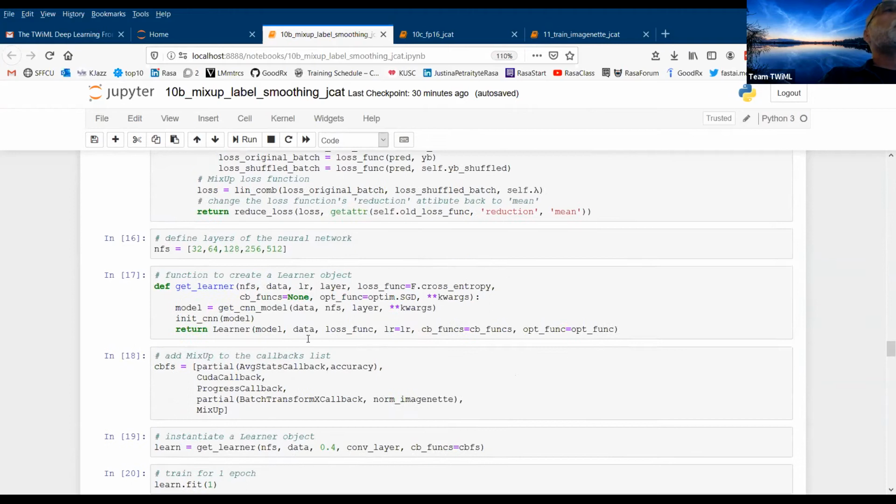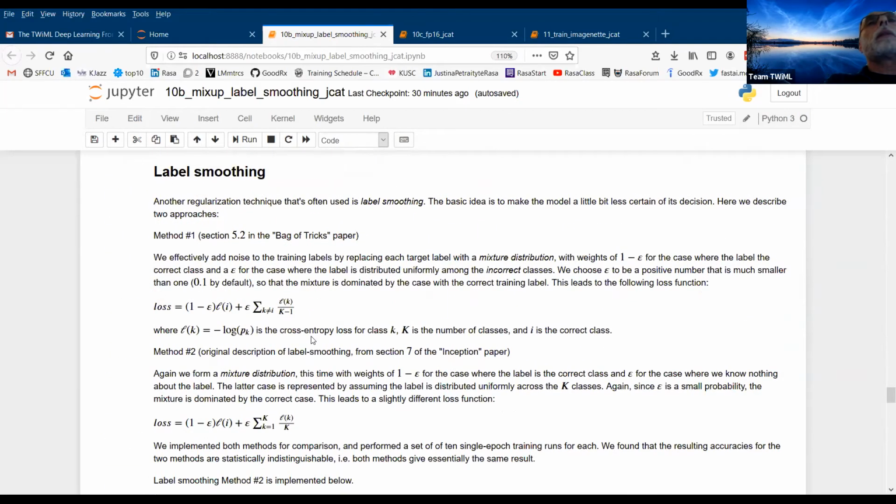All right. Just wanted to show something about label smoothing. I rewrote this section on label smoothing because there was some confusion about how they talked about it, and how they actually implemented it. So I cleared that up. It looks like there's 2 possible ways to implement the label smoothing. One is described in section 7 of the Inception paper, and the other one, that's what I call method number 2. And method number 1 is talked about in section 5.2 in the Bag of Tricks paper. And they're very subtly different. But let's just talk about that for a moment here.